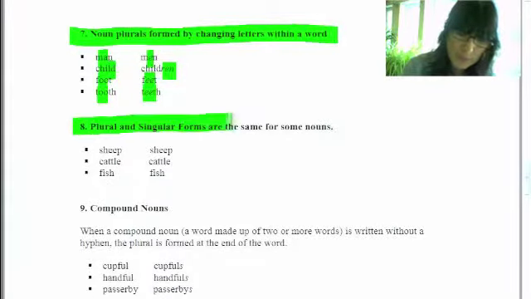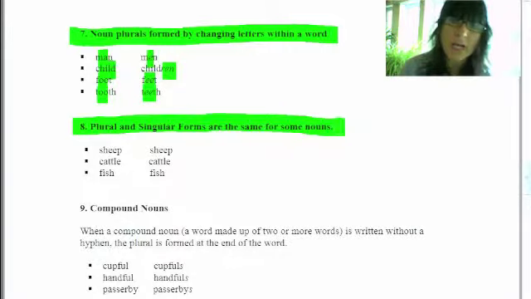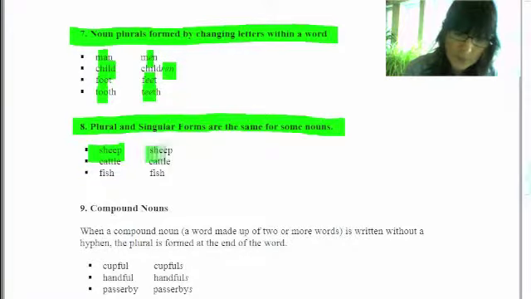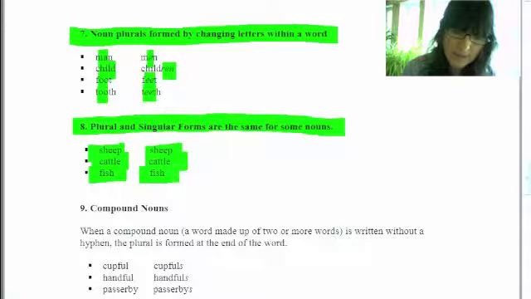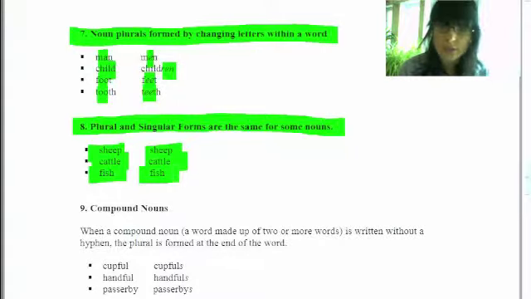The eighth rule is that some words are sometimes the same in the singular and the plural. Sheep remains sheep, cattle is cattle, and fish is fish. You just use the same word for singular as plural.